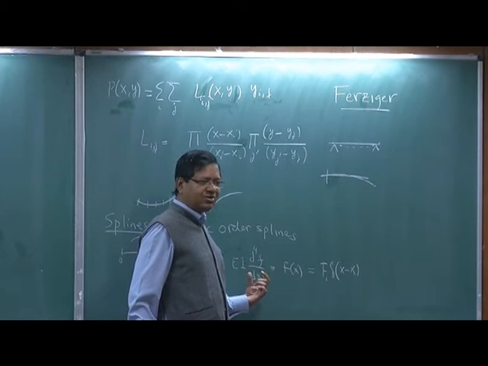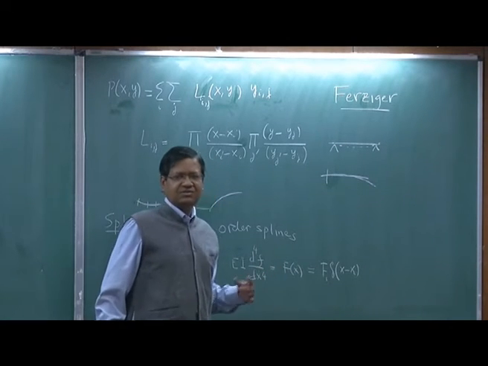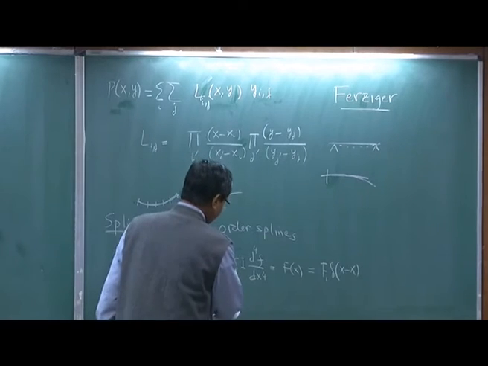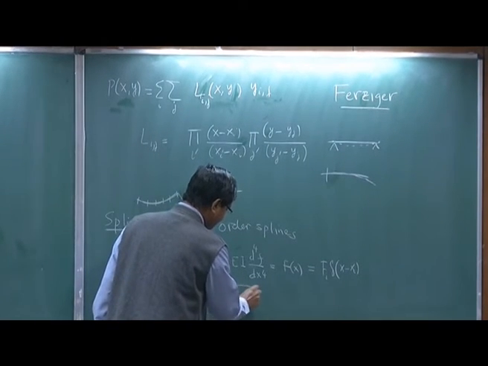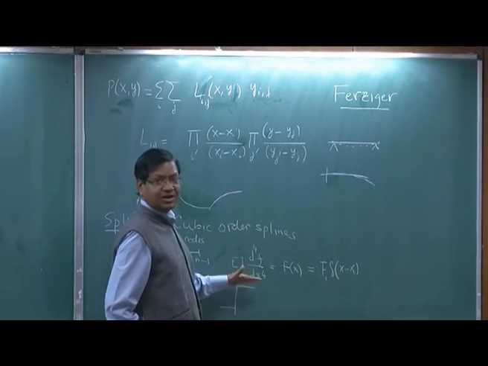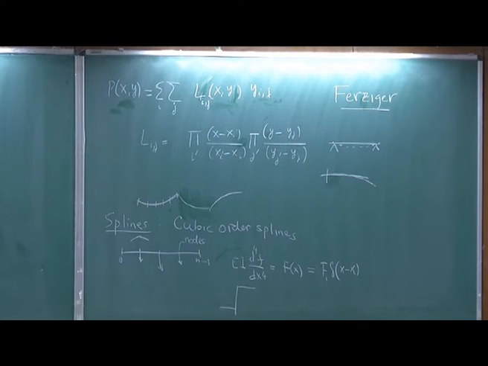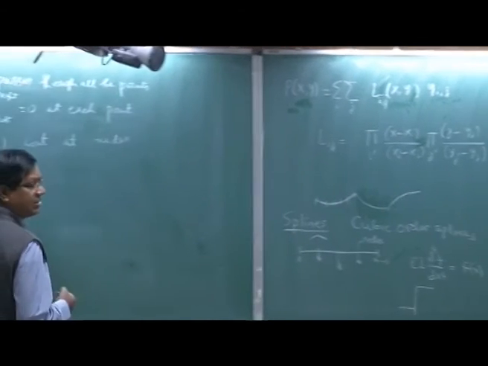So what can you say about the third order derivative? The third order derivative is a step function. It is constant to the left and constant to the right of each node. So the second order derivative must be linear.